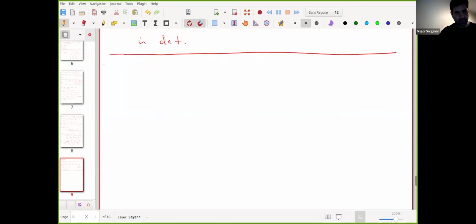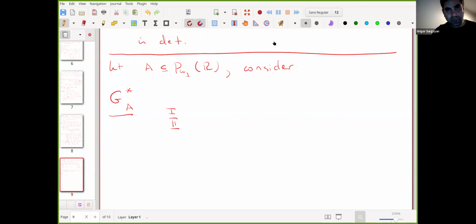Okay, so how do we prove it? Let A be a subset of the power set of omega 1 of R, and consider G star A. What is this game? Oh, Matt came. Hi, Matt. I'm proving Solovay's theorem. You know this stuff. You don't have to be here.